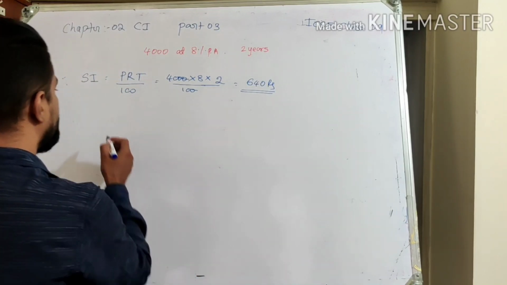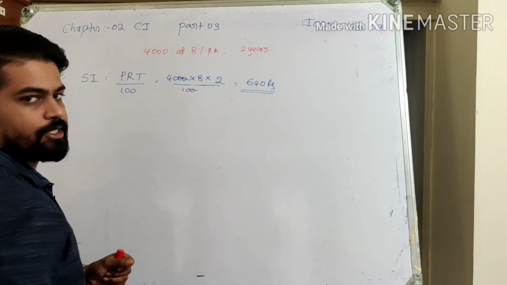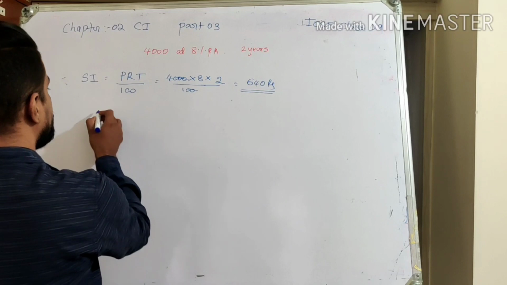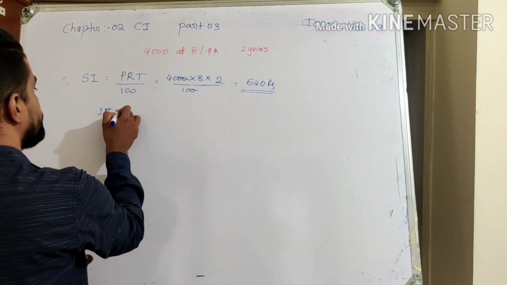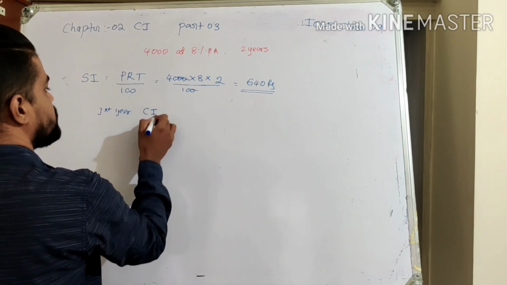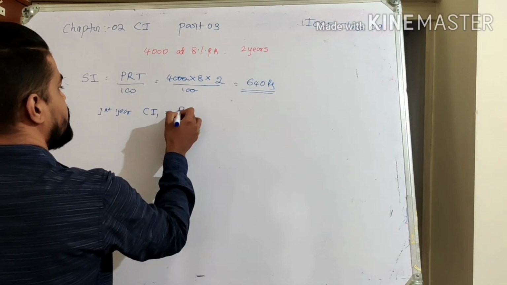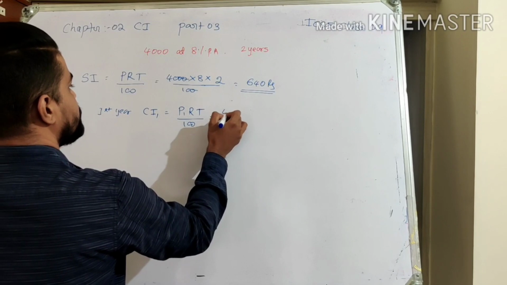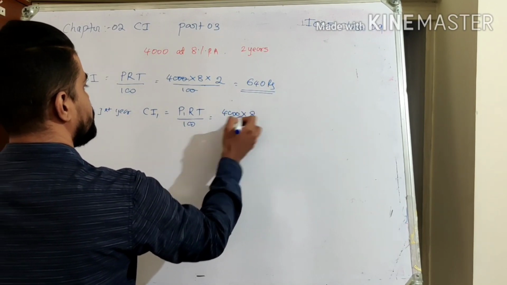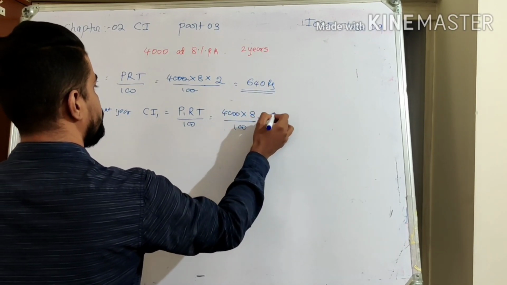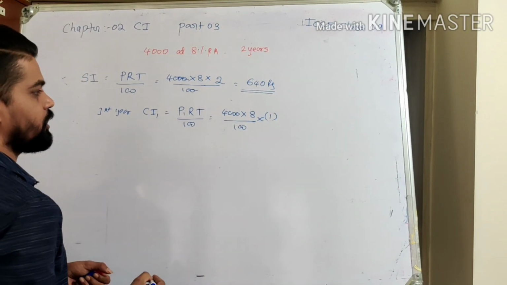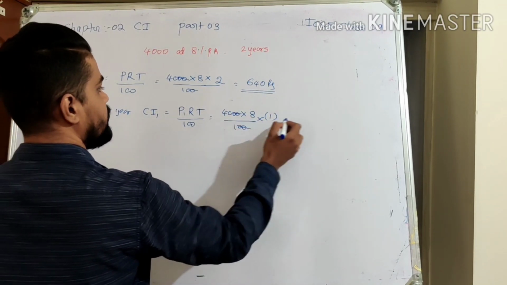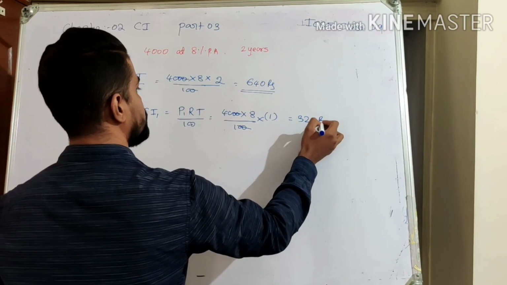Whereas compound interest we cannot calculate directly for 2 years. We should calculate one by one, right? So for the first year, the compound interest 1 will be P1RT by 100. P1 is 4,000 and 8% per annum and time for the first year is 1. When we solve this, we end up with 320 rupees.